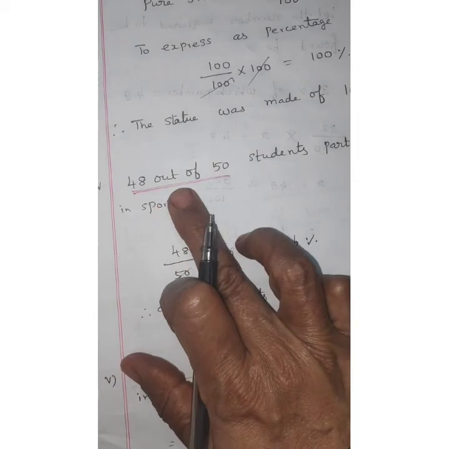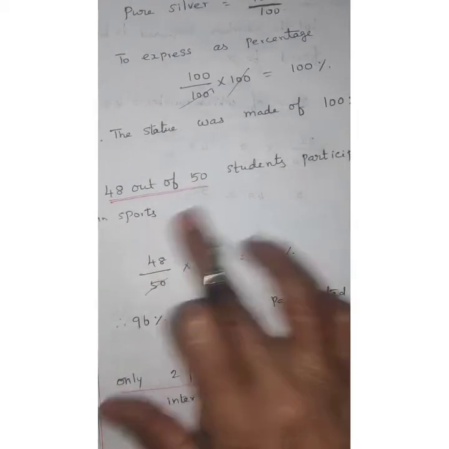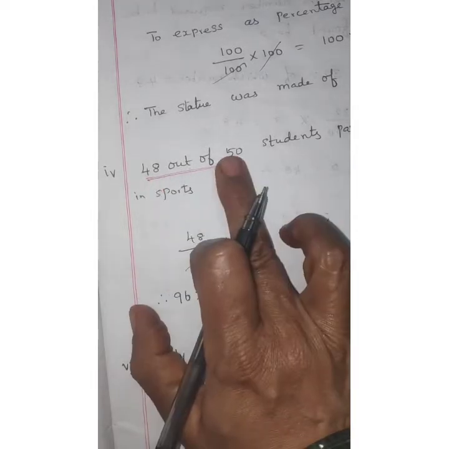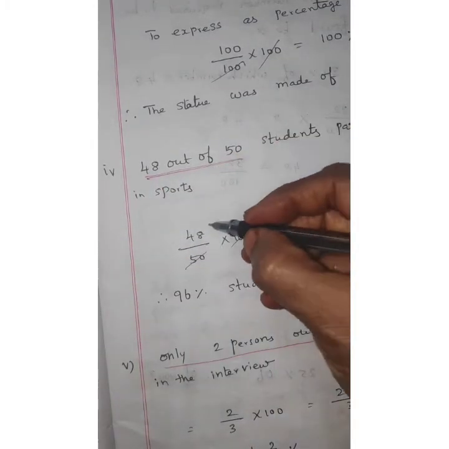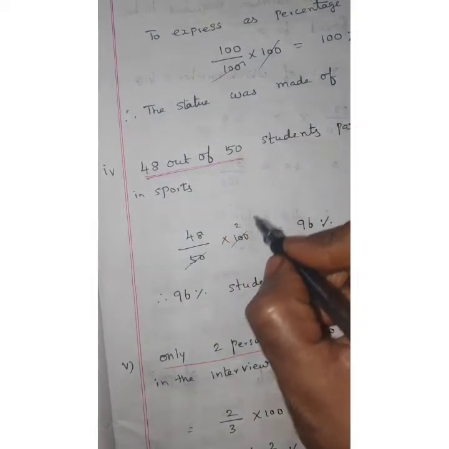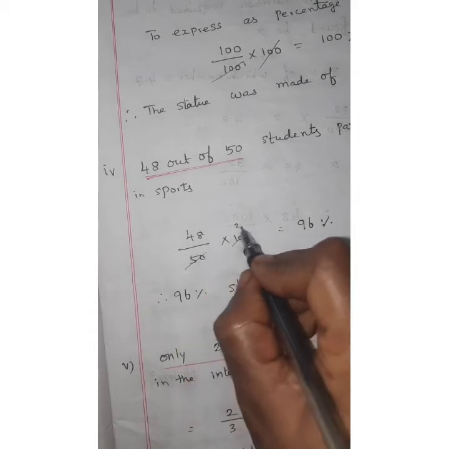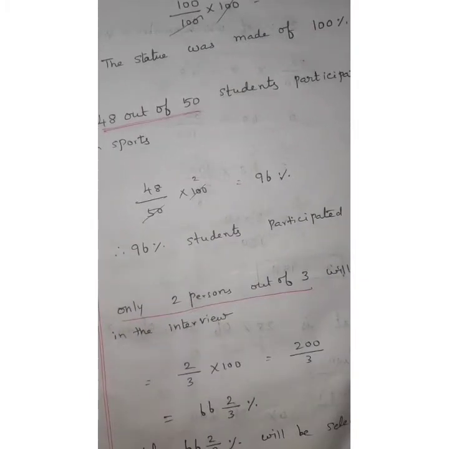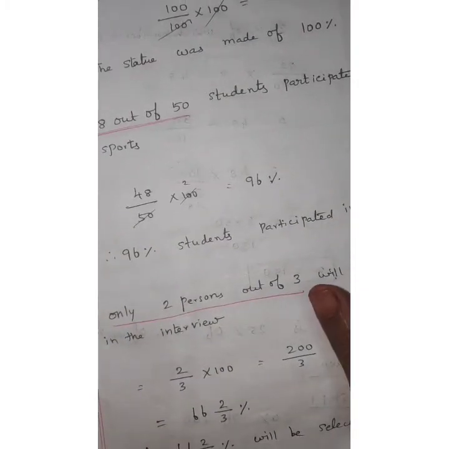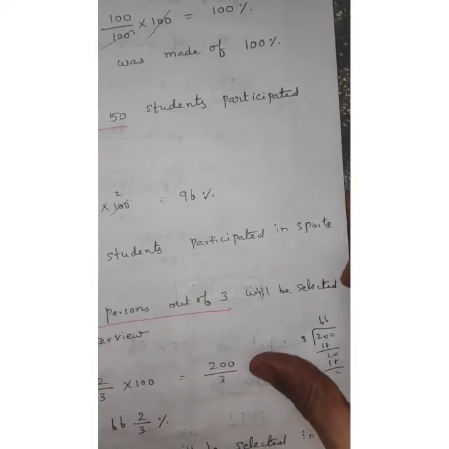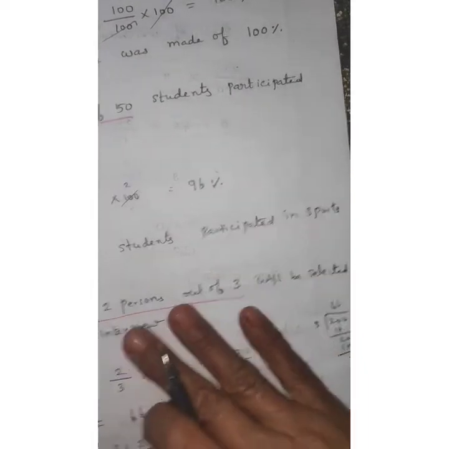Next question: 48 out of 50 students participated in sports. 48 out of 50 is written as 48 divided by 50. To change this number into a percentage, multiply by 100. 50 into 2 is 100. 48 into 2 equals 96%. Therefore, 96% of students participated in sports.